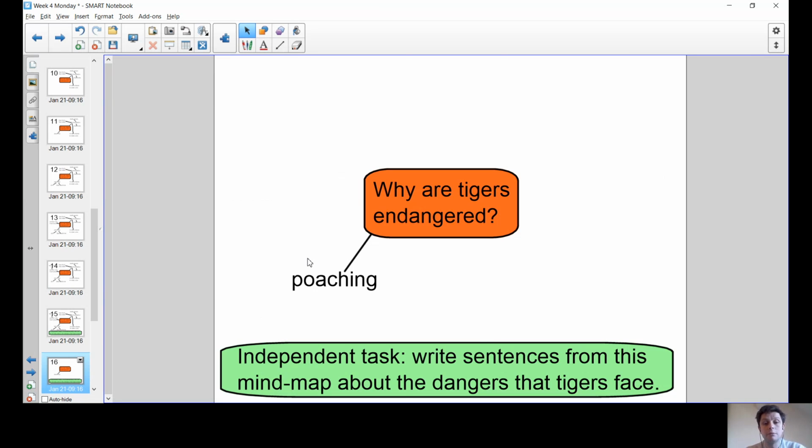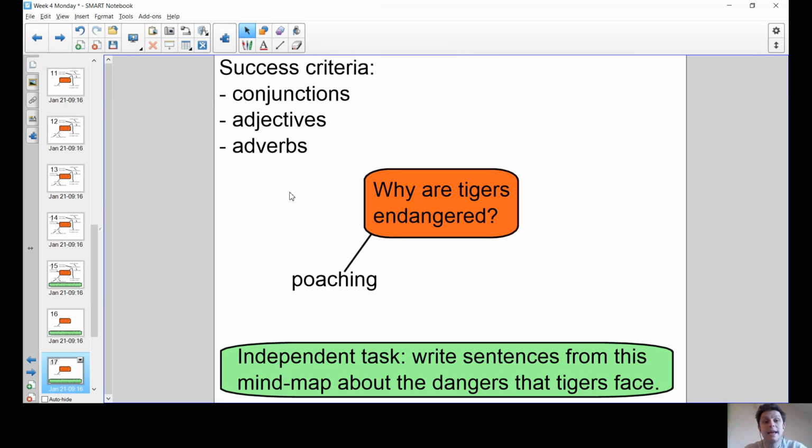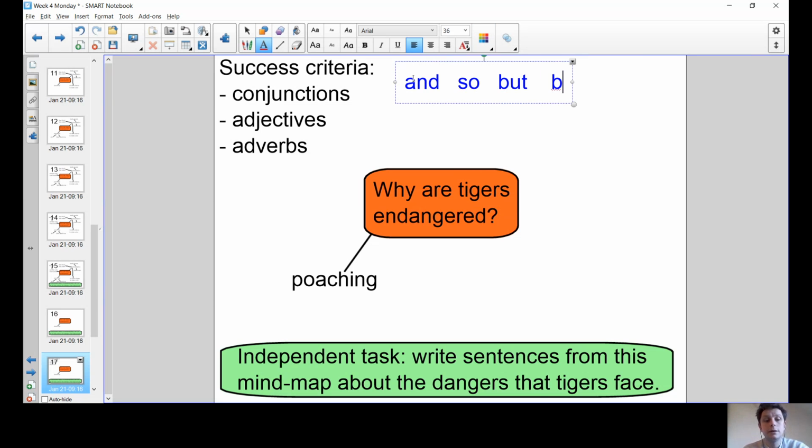Now, as you do that, we're going to look at an example here about poaching. I've got some success criteria for you to bear in mind. So we want to see conjunctions in your sentences. Don't write short, boring sentences. Add in some conjunctions so you can use more detail. Now, we've got conjunctions like and, so, but, because. Now, most of you get really good at using those regularly in the middle of your sentences. Remember, you can also use words like when, if, and while at the start of your sentences.